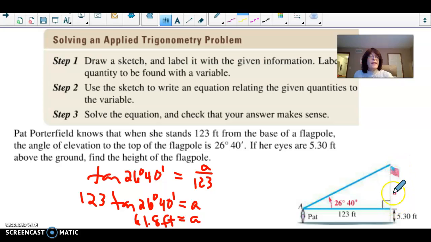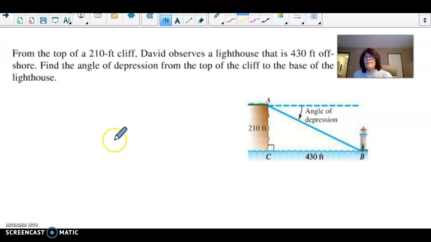Now that's A. They want the height of the flagpole, so I'm going to take 61.8 and add the 5.3 feet, how tall she was. So the flagpole is actually 67.1 feet tall.